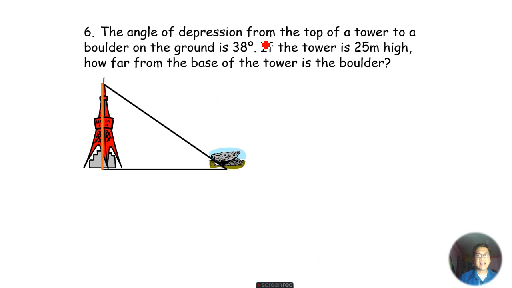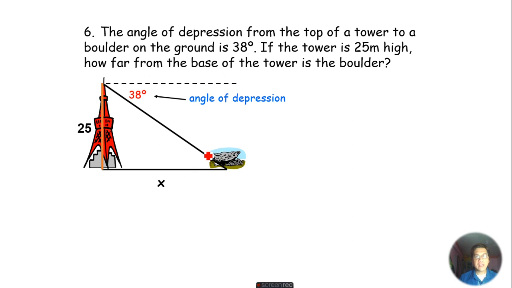Now look at this. The angle of depression from the top of the tower. Meaning to say, from your top, you're going to draw a horizontal line so that you have a line of sight going down to the stone or the boulder, making an angle. So that's our angle of depression, which is 38 degrees. If the tower is 25 meters high, that's the height, so that is 25. How far from the base of the tower to the boulder? That is our x.